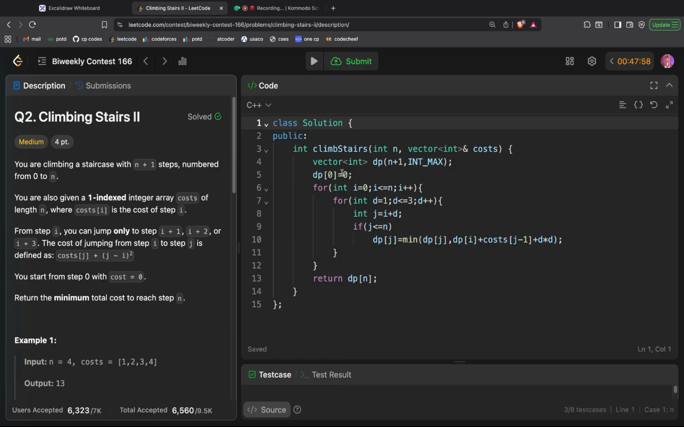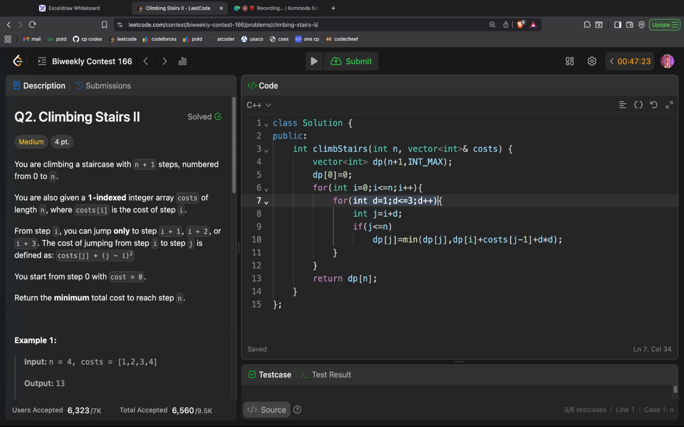We can just go over the code. I create a vector of size n plus 1 because we need to go from 0 to n, and I initialized everything to int max. It is said that you are at step 0 with cost 0, so dp of 0 equals 0. Then you go over i from 0 to i less than or equal to n. From dp of i you can go to i plus 1, i plus 2, or i plus 3, so this loop runs 3 times.